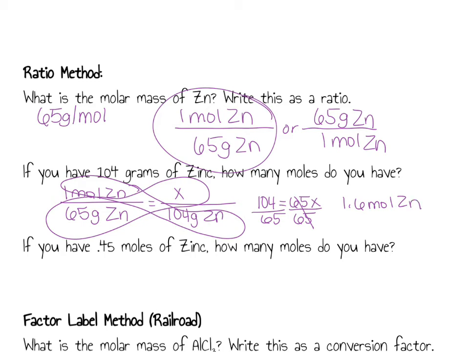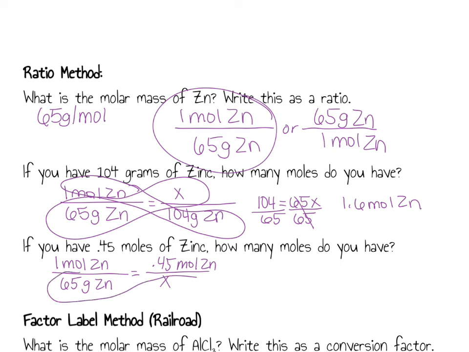For the next problem, I'm going to set it up the same way. Again, I'm going to take my known for every statement and write it as a ratio. So 1 mole of zinc weighs 65 grams. So if I have 0.45 moles of zinc, how many grams? And I know it should be less than 65 because I have less than 1 mole.